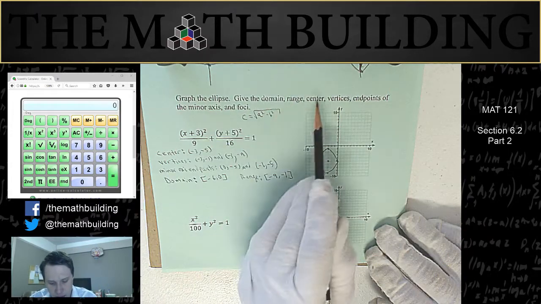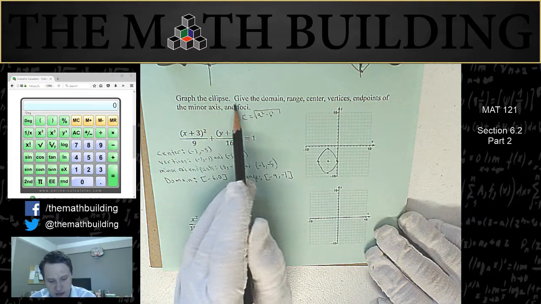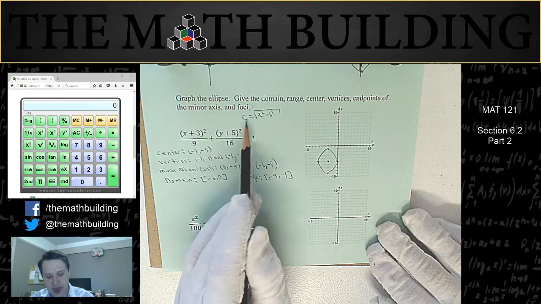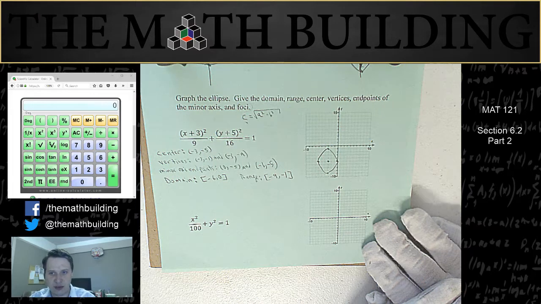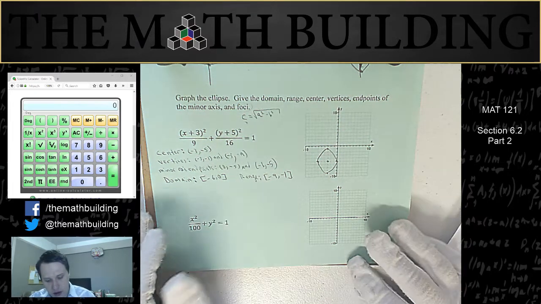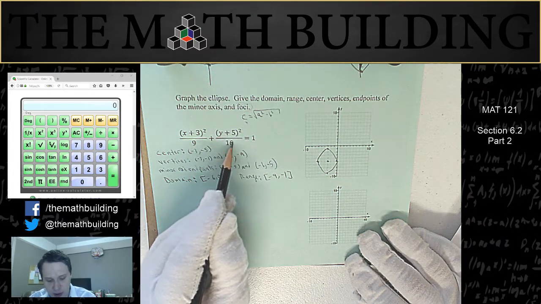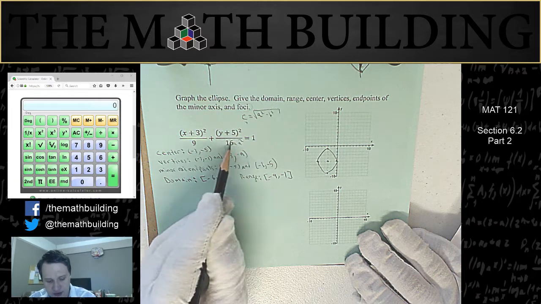So we got domain, range, center, vertices, endpoints. So the last thing we need to do is find the foci, and we do that by finding this c value, c for foci. So let's do it. We know that in this case, a squared, remember, is 16.